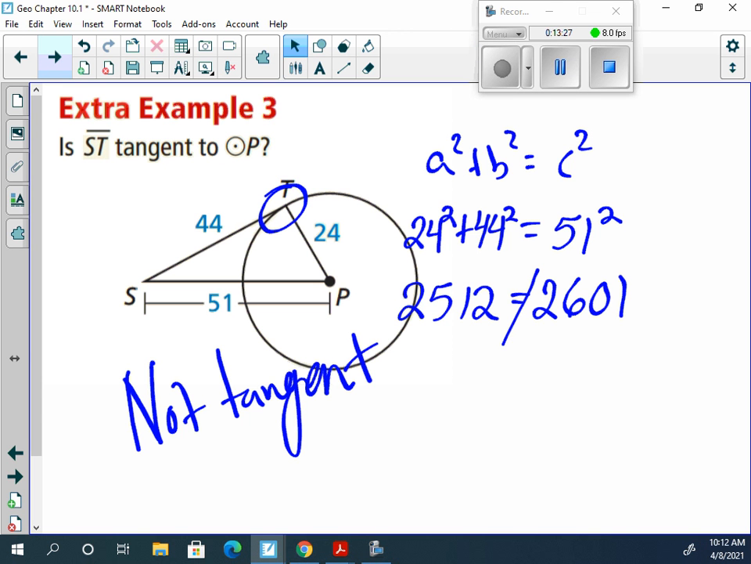Any questions on this here? Now, because it did not satisfy the Pythagorean theorem, it means that these three sides of the triangle will not form a right triangle. And because it is not a right triangle, where T would be the right angle, it means that this line cannot be tangent. Because for this line to be tangent, it has to make a right angle with the radius. It has to make a right angle with the radius. Questions on this here?